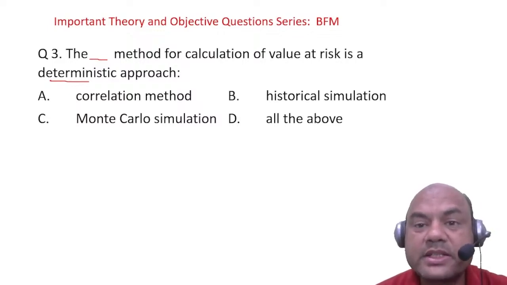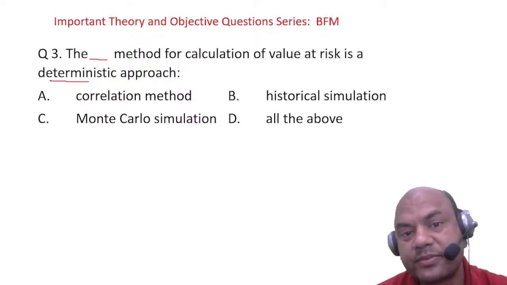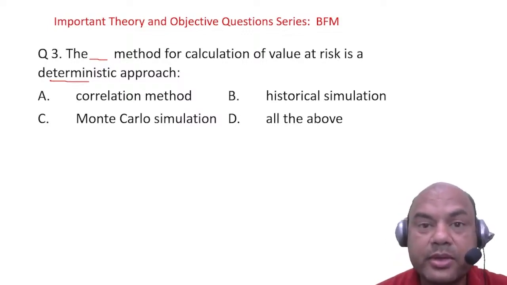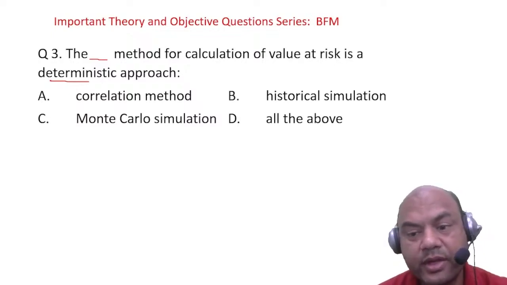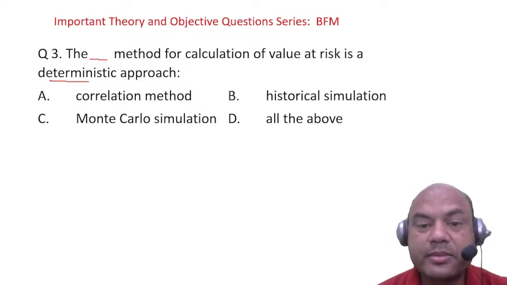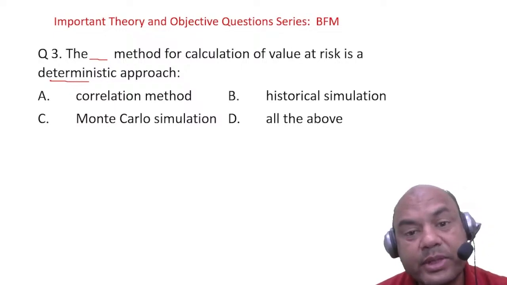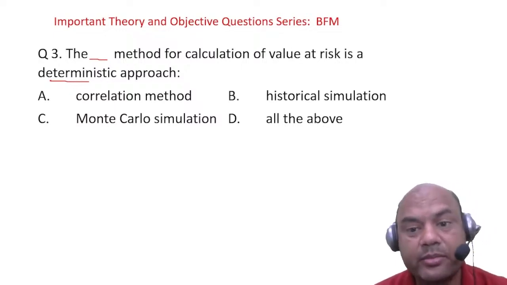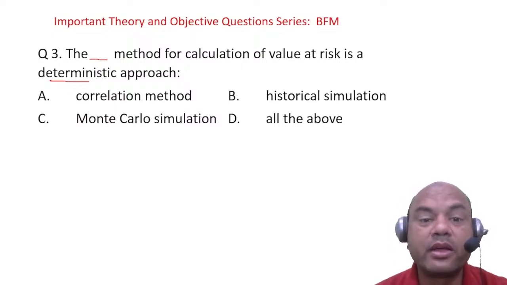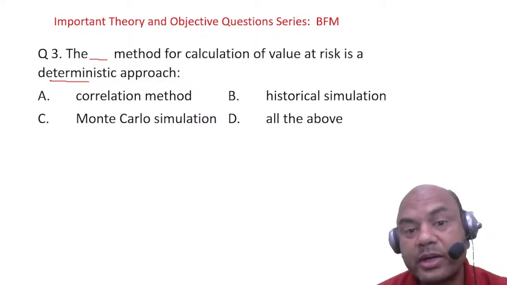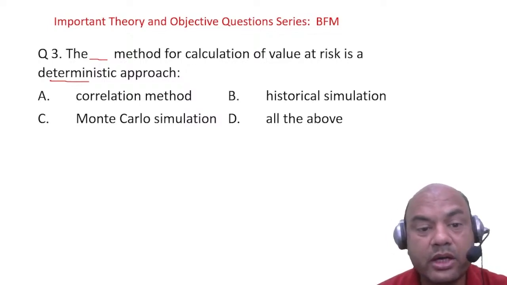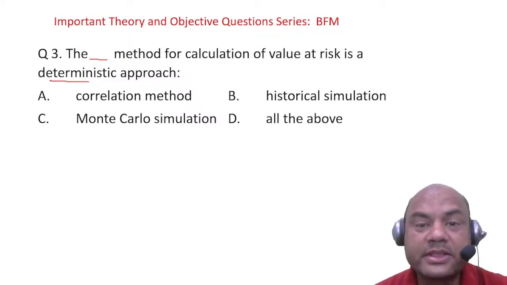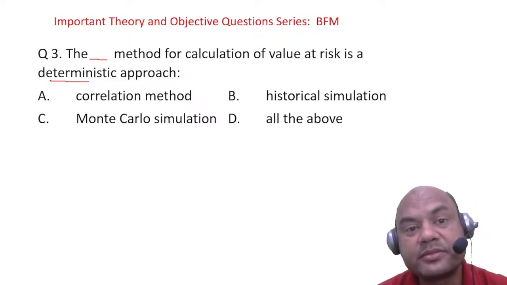Deterministic means there is a relationship between the two parameters. That's the meaning of the word deterministic. And the relationship between two parameters is done in which method? You might have studied this in your APM. Do we use it in historical simulation, in Monte Carlo, or in correlation? Answer fast in the comment section, everyone.